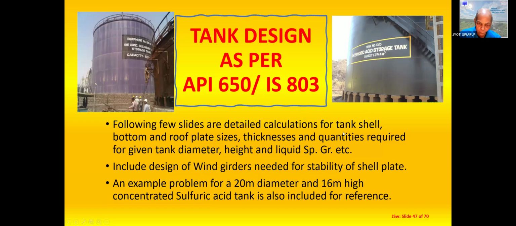For instance, a detailed calculation for tank shell, bottom and roof plate sizes, thicknesses and quantities required for given tank diameter, height and liquid specific gravity, including design of wind girders needed for stability of the shell plate. An example problem with a 20-meter diameter and 16-meter height concentrated sulfuric acid tank is also included for reference.